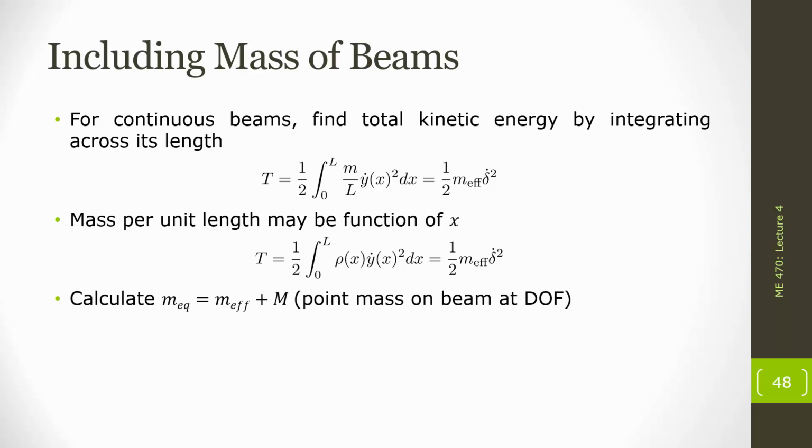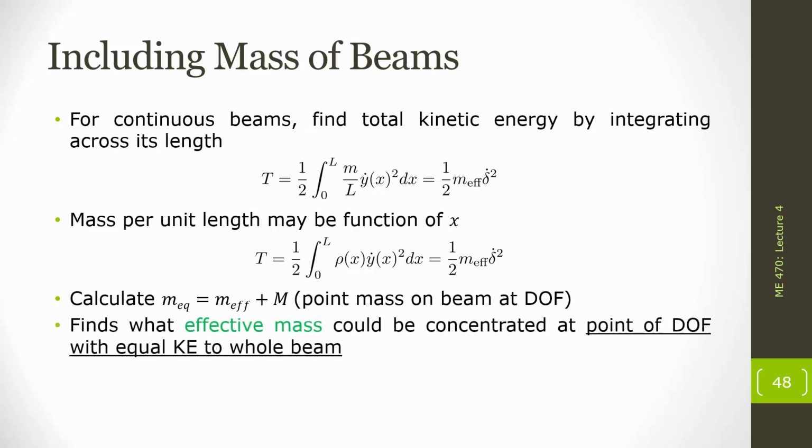So if we also have a point mass in the system, as we're going to be seeing, then the equivalent mass is going to be the effective mass. That is the mass from accommodating for the beam's kinetic energy itself, plus the point mass in our system. Together, that will give our equivalent mass. So again, we have to calculate how much that effective mass is such that our simplified equivalent system has the exact same kinetic energy as the deformable beam does.